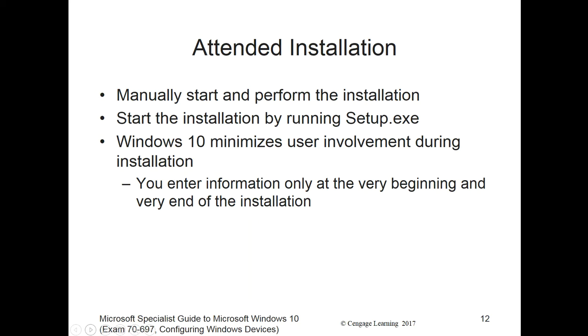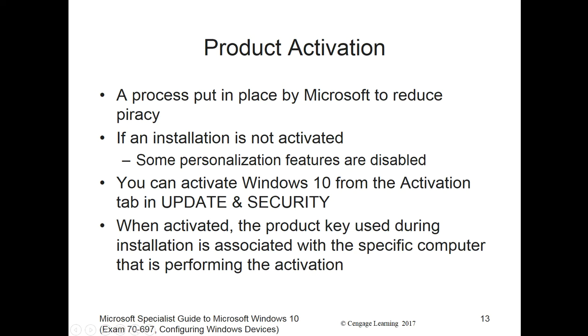Windows 10 minimizes user involvement during the installation. You enter information only at the very beginning and very end of the install. It's a process put in place, product activation, put in place by Microsoft to reduce piracy. If an installation is not activated, some personalization features are disabled. You can activate Windows 10 from the Activation tab in the Update and Security section. When activated, the product key is used during installation. It's associated with a specific computer that's performing the activation.